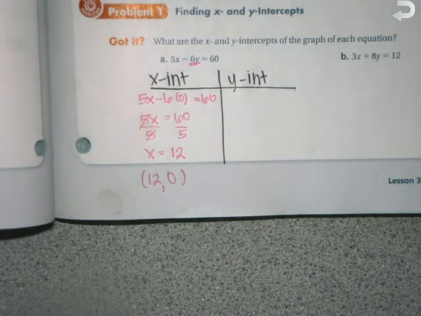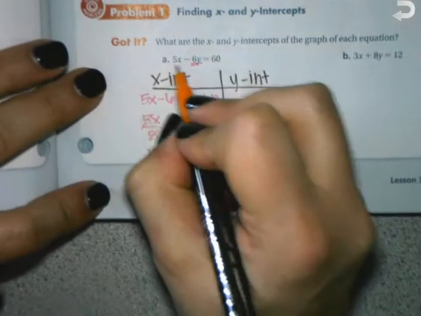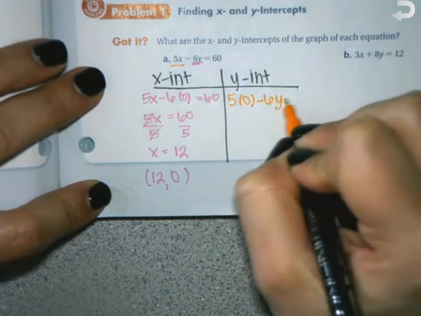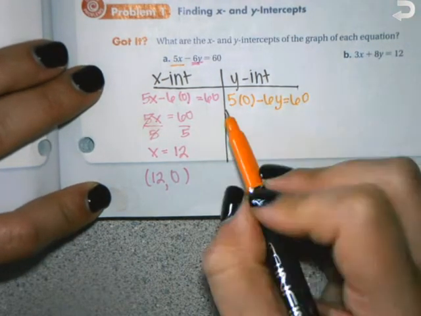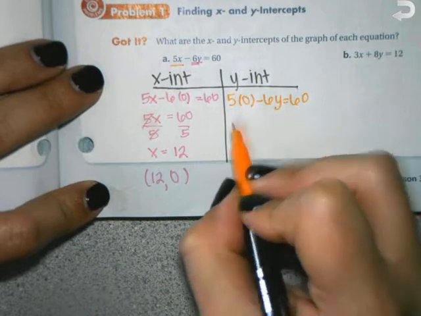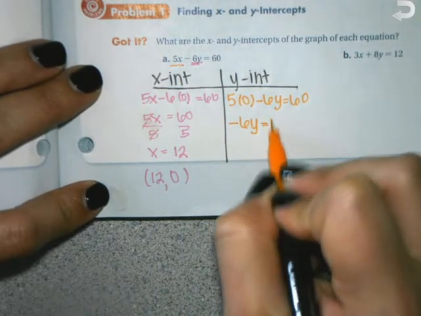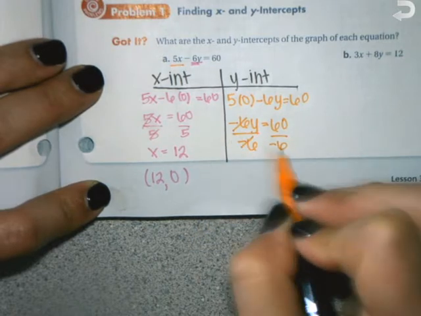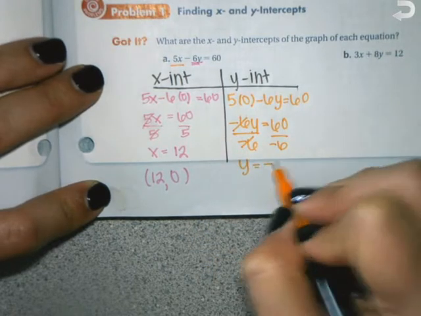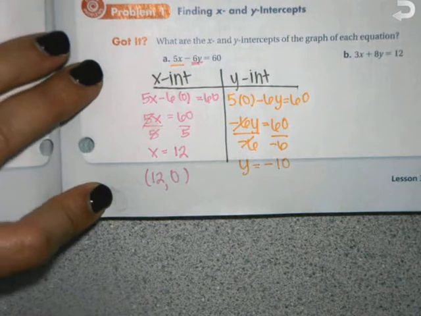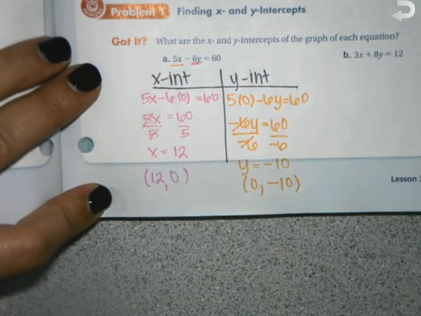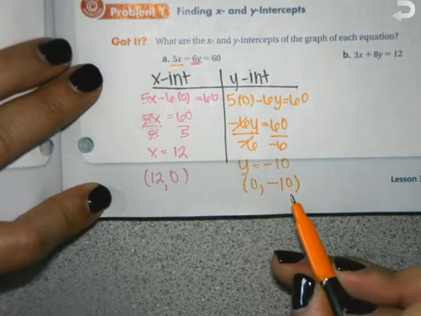To find the y-intercept, you do the exact same thing, except you plug in 0 for x. So that's 5 times 0 minus 6y equals 60. 5 times 0 is 0, so we're just left with negative 6y equals 60. Divide both sides by negative 6, so y equals negative 10. The coordinate of the y-intercept is (0, -10), because I plugged in 0 for x and then got negative 10 for y.